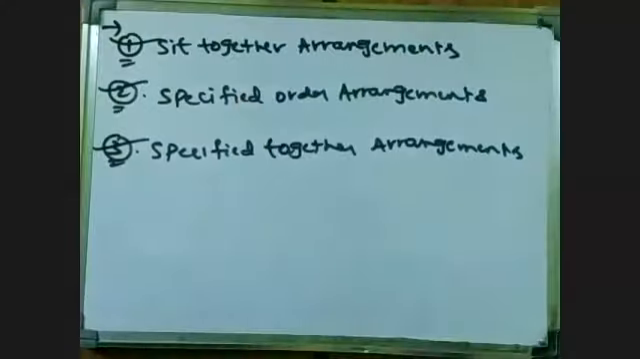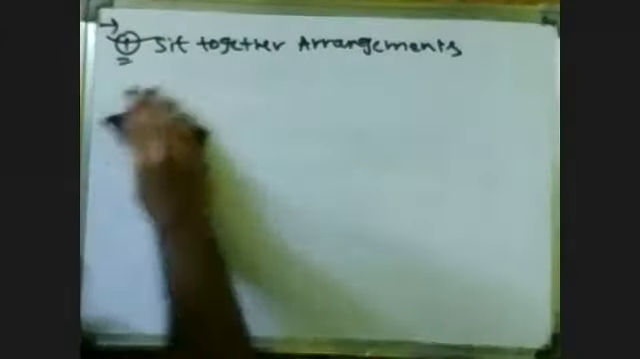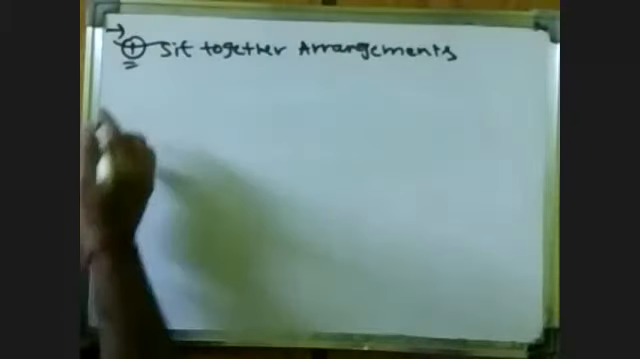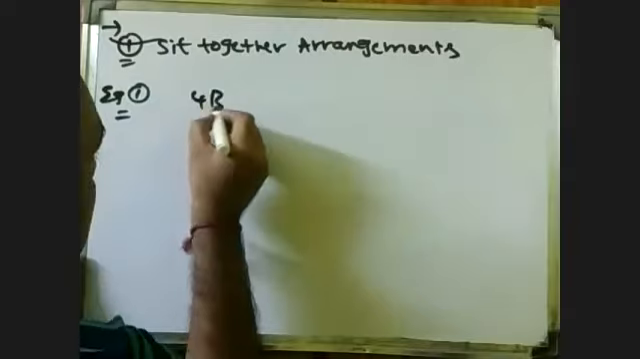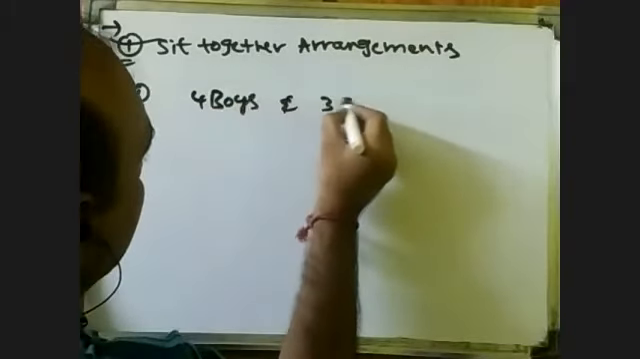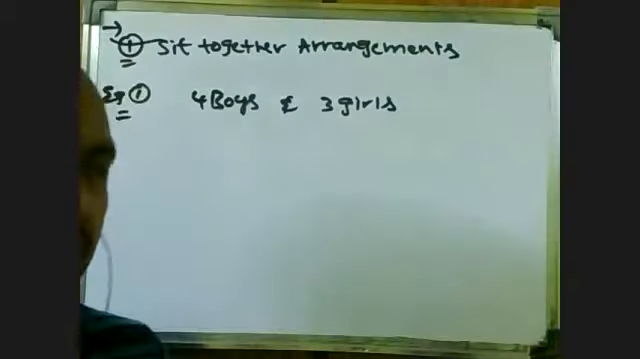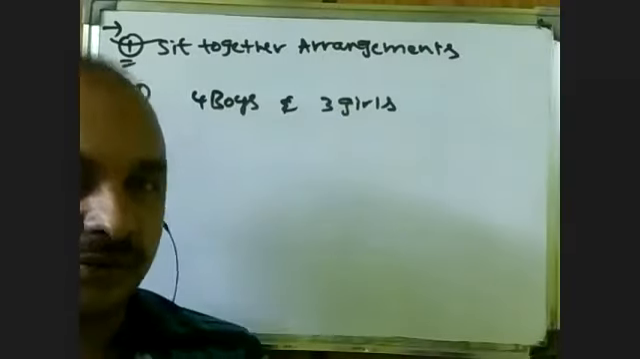Now see, first I want to explain the sit together arrangement. It's very important. Let me explain. Now I'll give an example so that you can understand clearly. There are 4 boys and 3 girls in a class. Let us suppose, consider 4 boys and 3 girls in a class. It contains so many boys and so many girls.